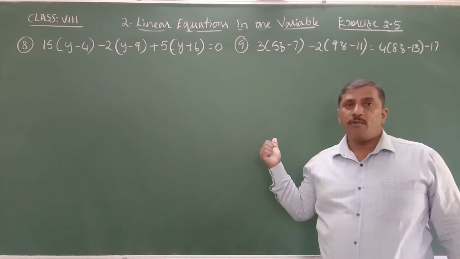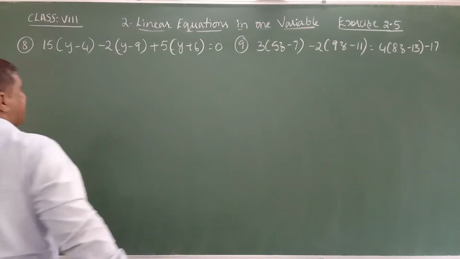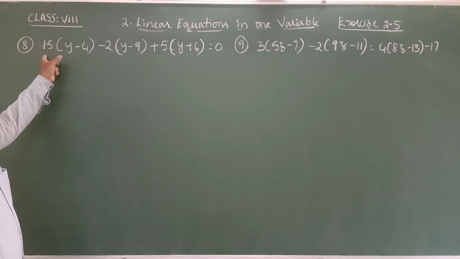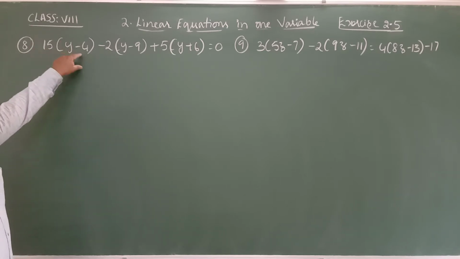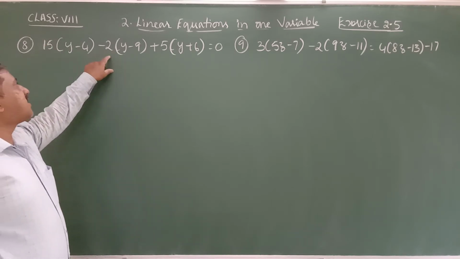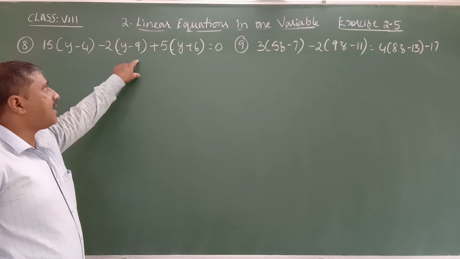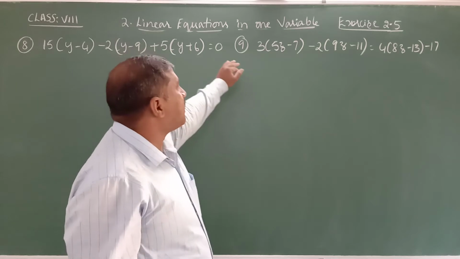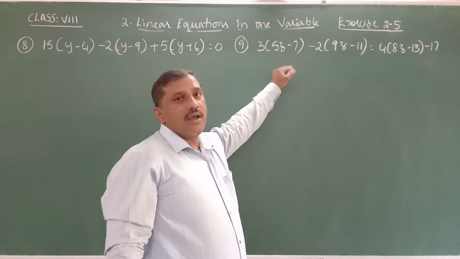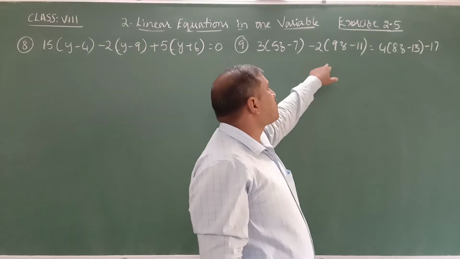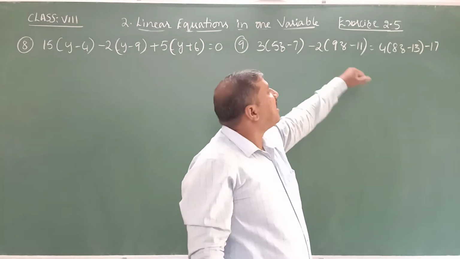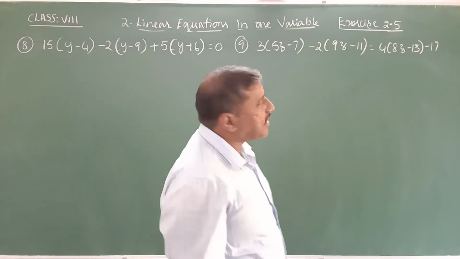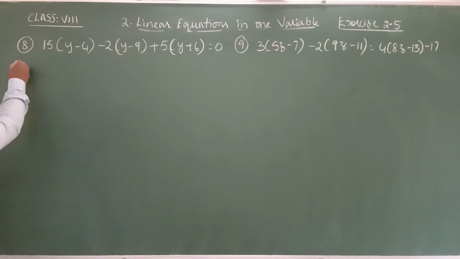Yes, we will now discuss the 8th bit from exercise 2.5. That is 15 into whole y minus 4, meaning 15 is multiplied by y and 15 is multiplied by minus 4. Minus 2 into whole y minus 9 plus 5 into whole y plus 6 equals 0. And the 9th question is 3 into whole 5z minus 7 minus 2 into whole 9z minus 11 equals 4 into whole 8z minus 13 minus 17. Now we will discuss the 8th bit.